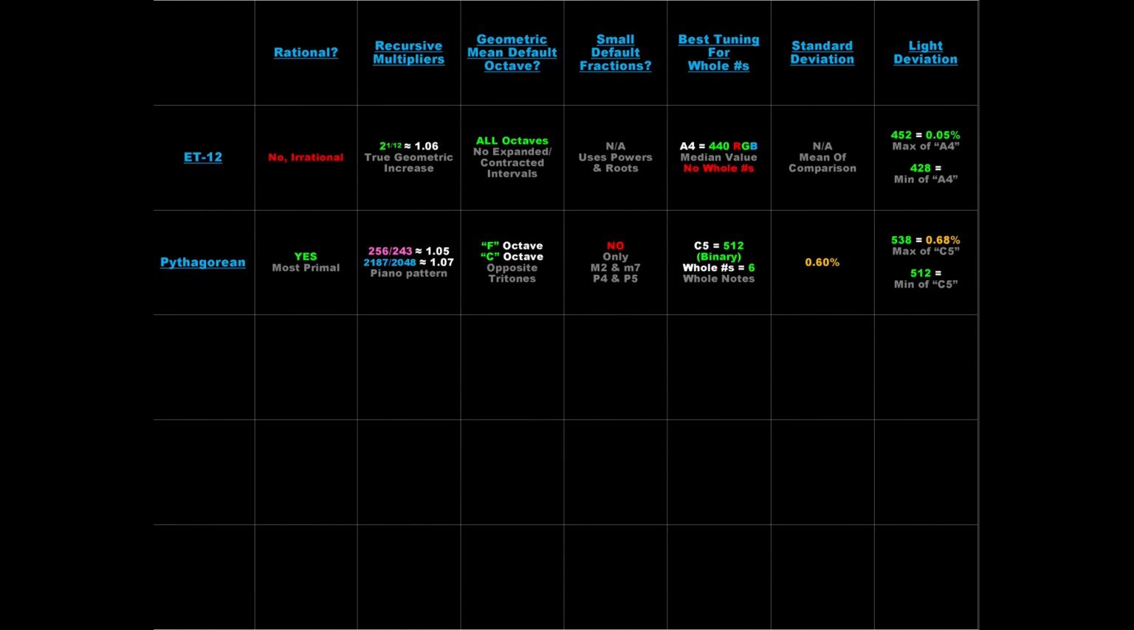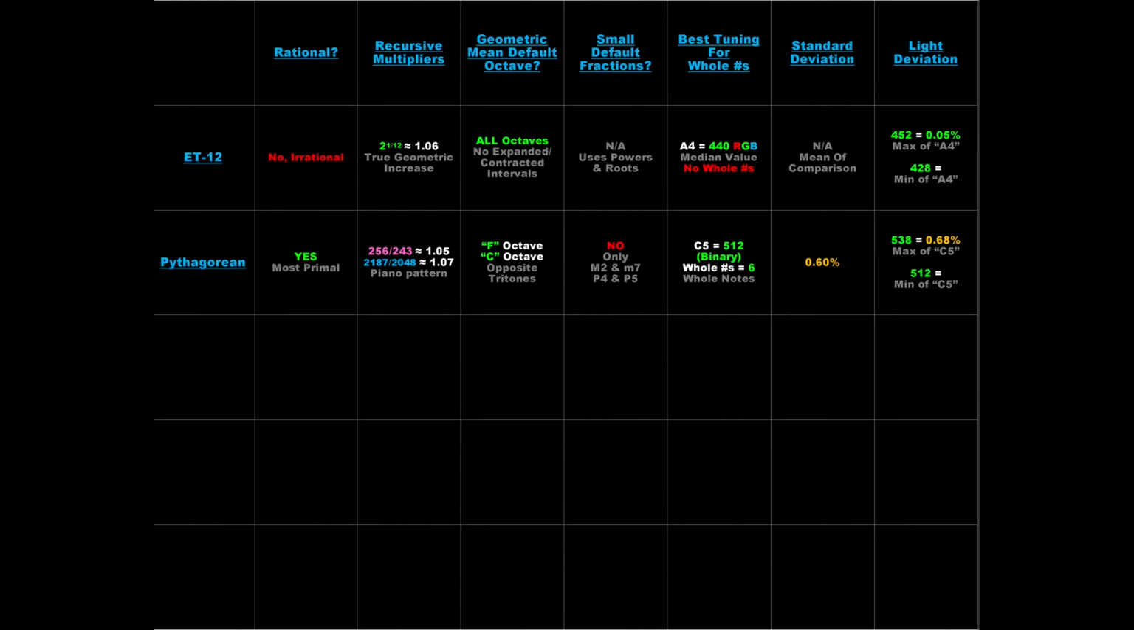What is the best tuning for whole numbers? We determined that C5 is the best note to tune from, and that 512 Hertz was the best value to tune it from. That is a binary number. It gives you 6 whole numbers. As far as standard deviation goes, we determined that it is 0.6, which is fair. It's not the worst we're going to see.